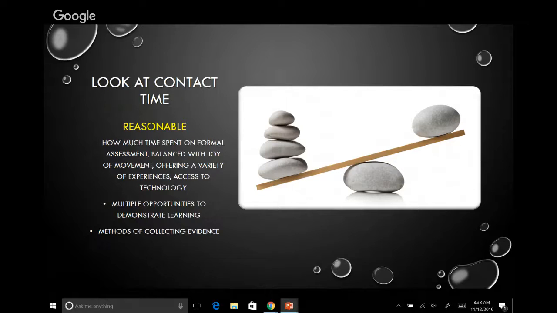And the amount of technology that you have available will determine how much of this assessment you can actually accomplish, because, truth be told, the more technology you have access to, the more movement time and practice time your students will be able to engage in. We want our kids to have multiple opportunities to demonstrate their learning, and we want lots of different ways of collecting evidence, so we need to keep that in mind.